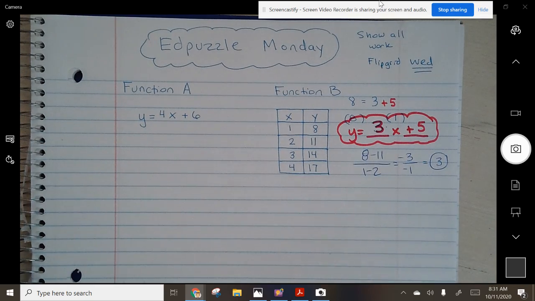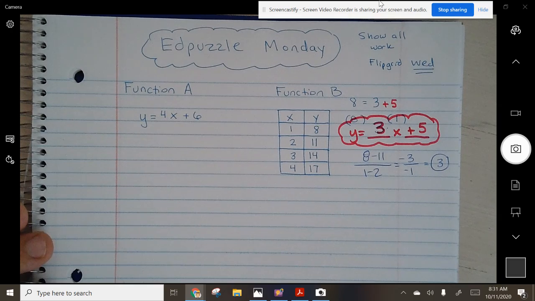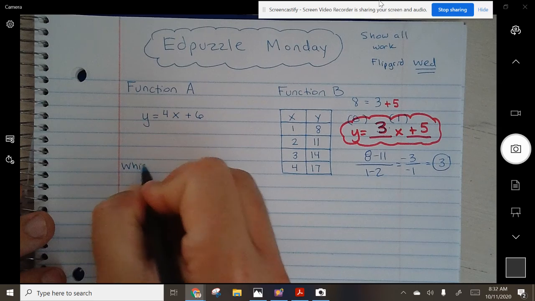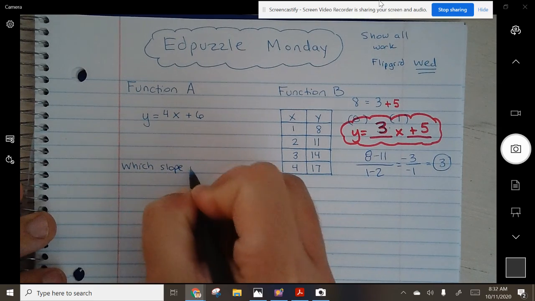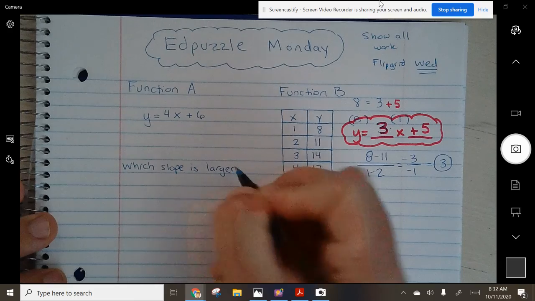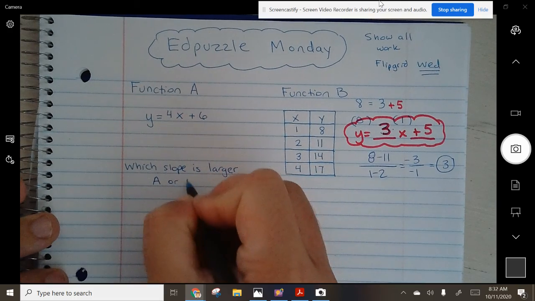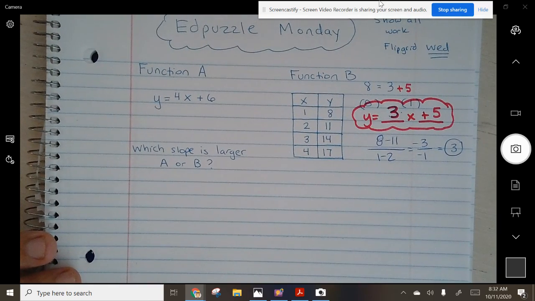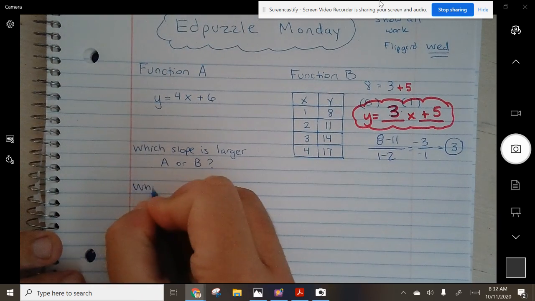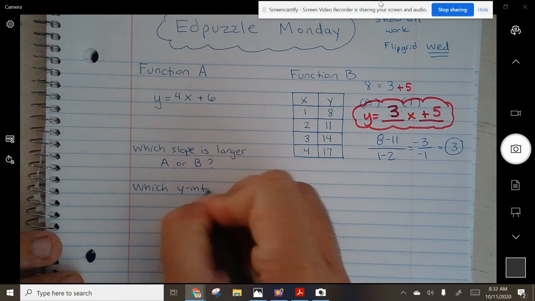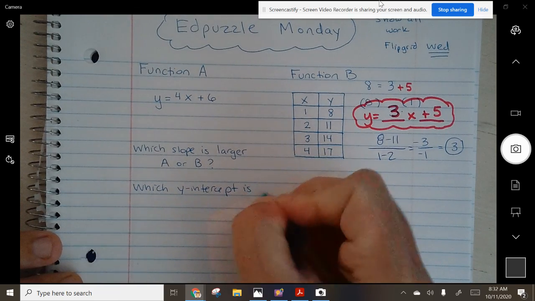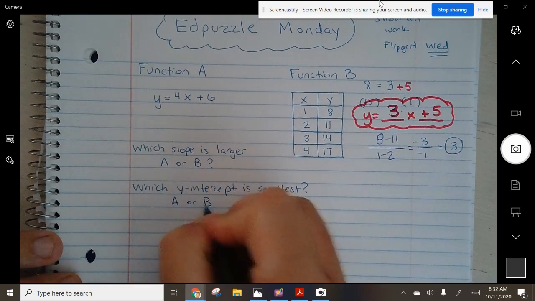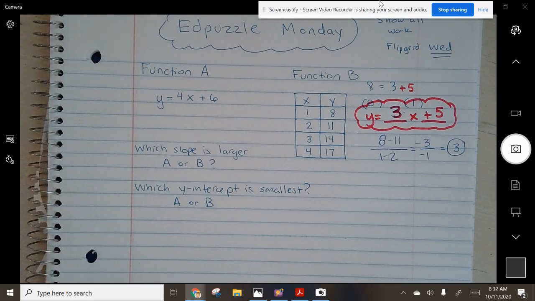There may be questions that say, basically, what do you notice between function A and function B? If I said, which slope is larger, A or B? Which y-intercept is smallest, A or B? Okay. These are the kind of questions you're going to see.